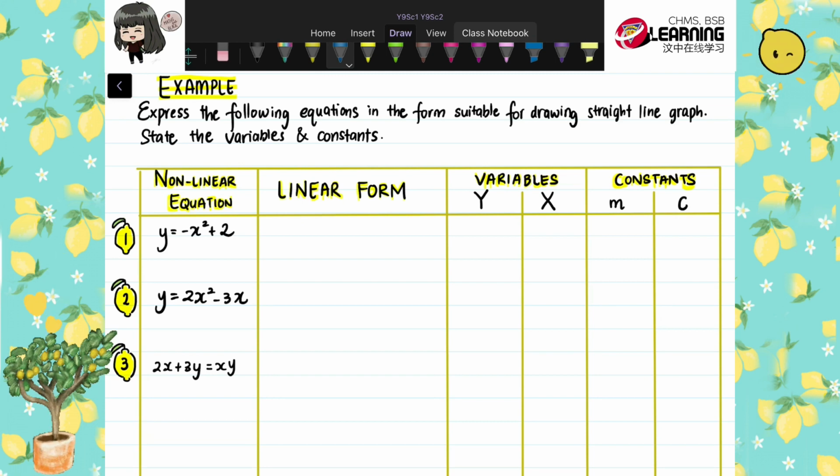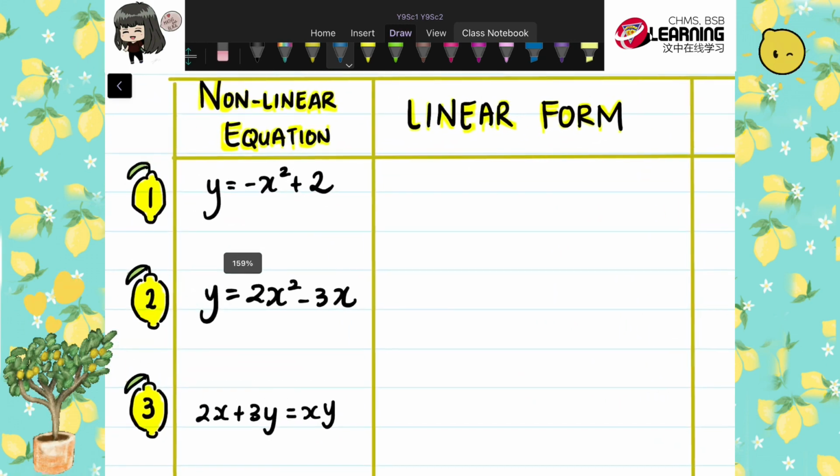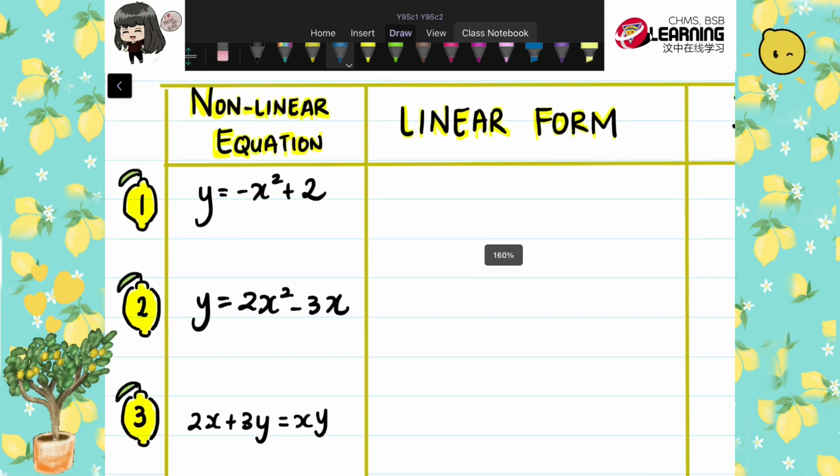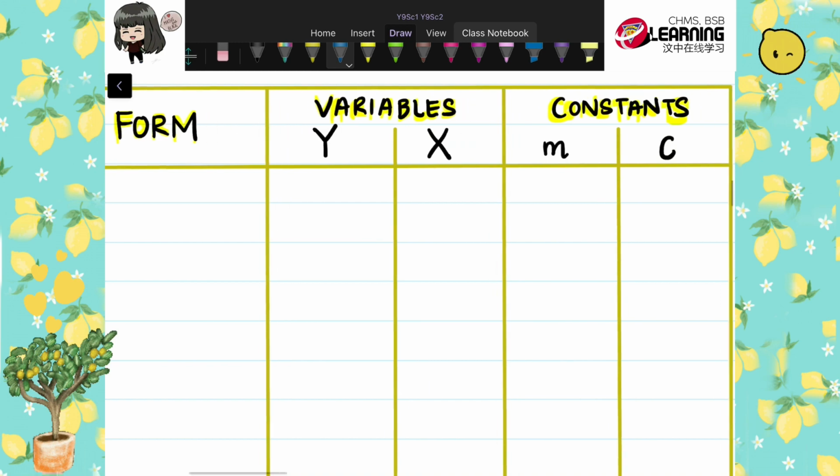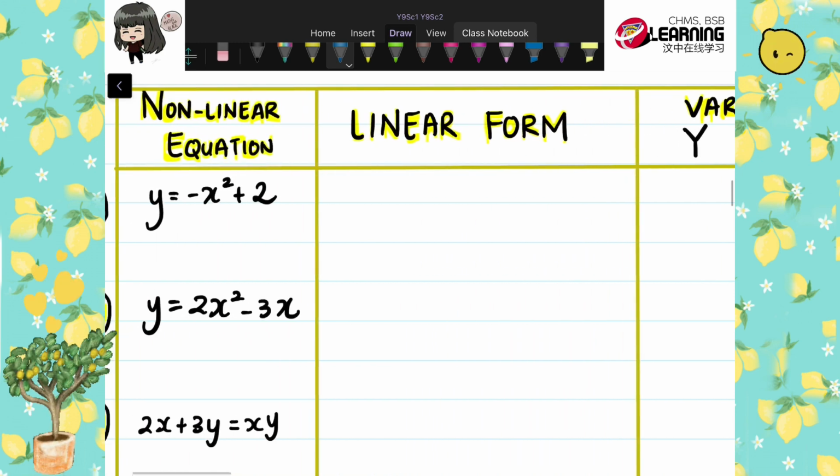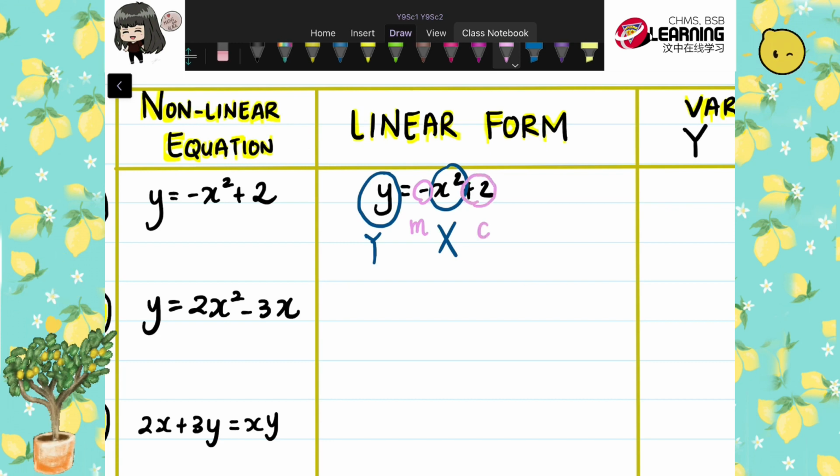Okay. So let's look at this question number 1 here, right? We want to change to linear form first before we write down Y, X, M, and C, right? Okay, so your y equals to negative x squared plus 2. From here we can straight away see what is our big Y. My big Y will be my y. My big X will be my x squared. My M here is my negative 1, right? And my C here is my positive 2.